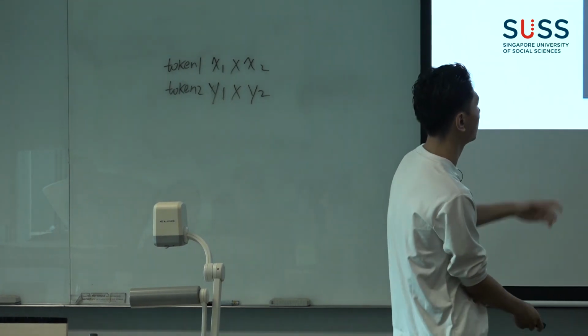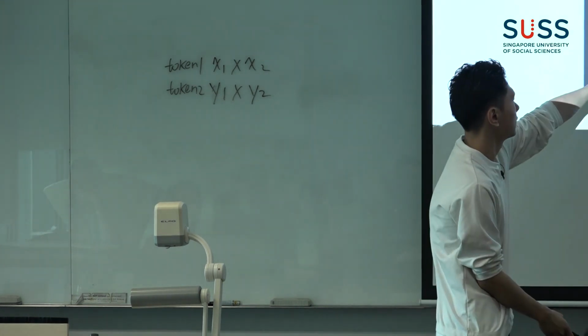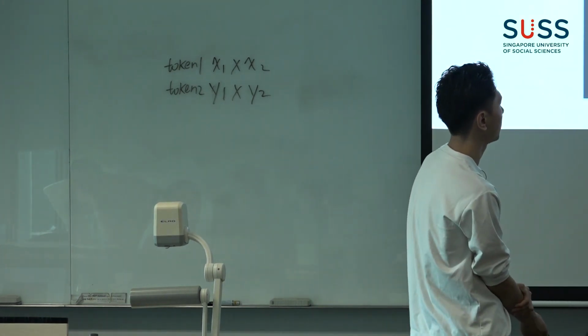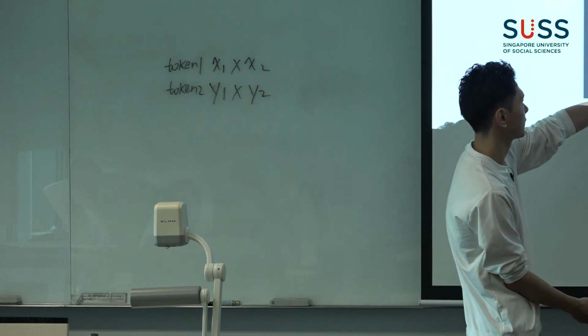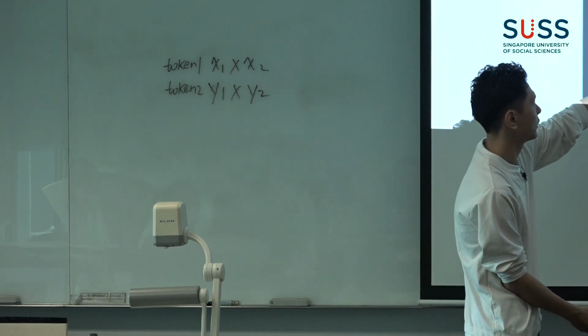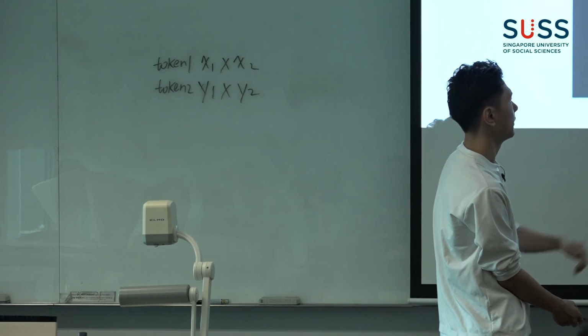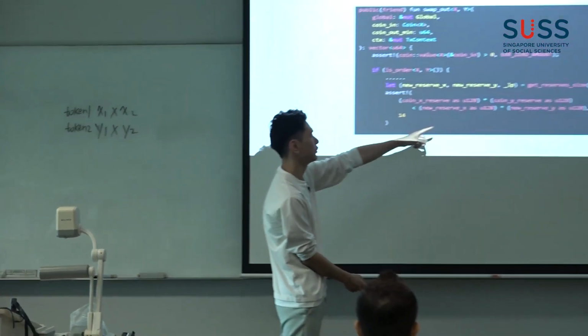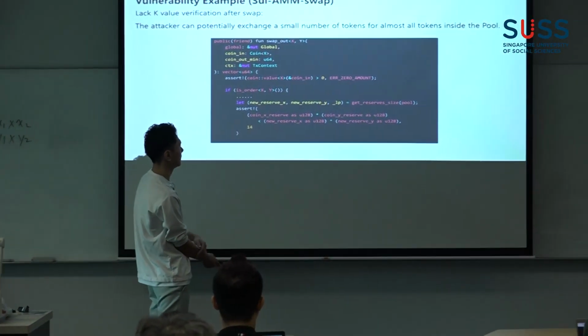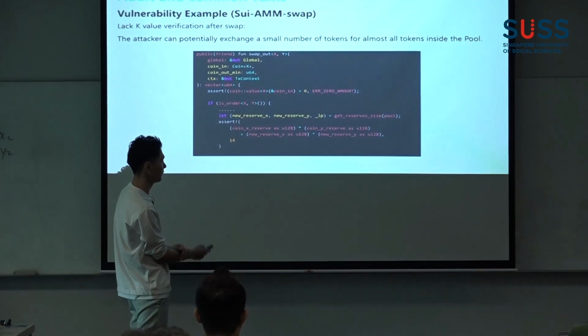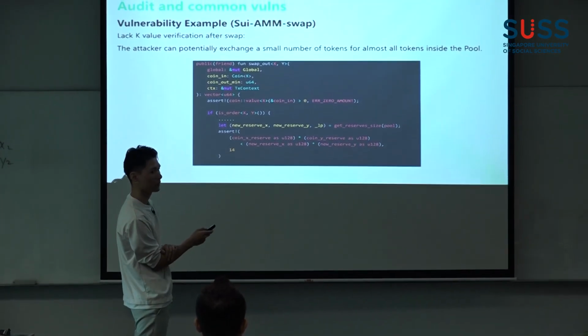Here we added a simple assert statement that ensures that coin X reserve, this is the previous one, and then this is the new balance after the swap. So we make sure that the previous K value is smaller than the new K value.